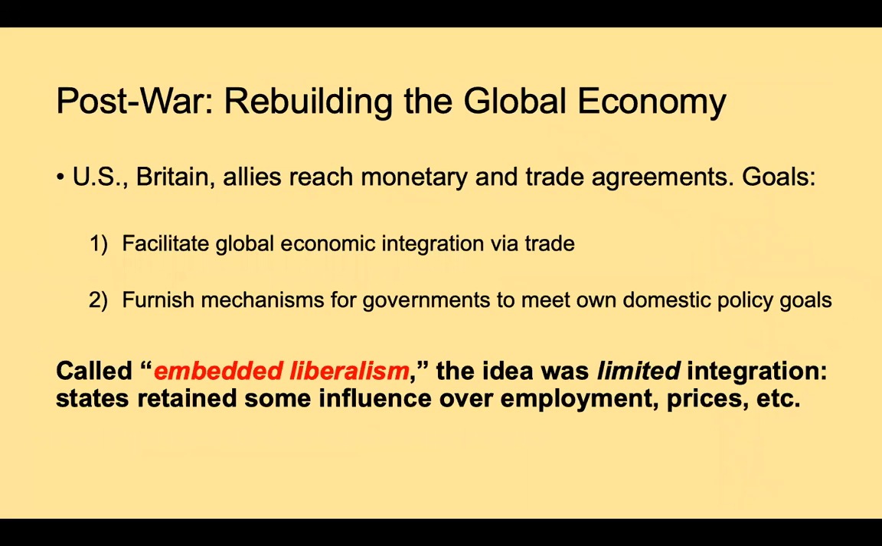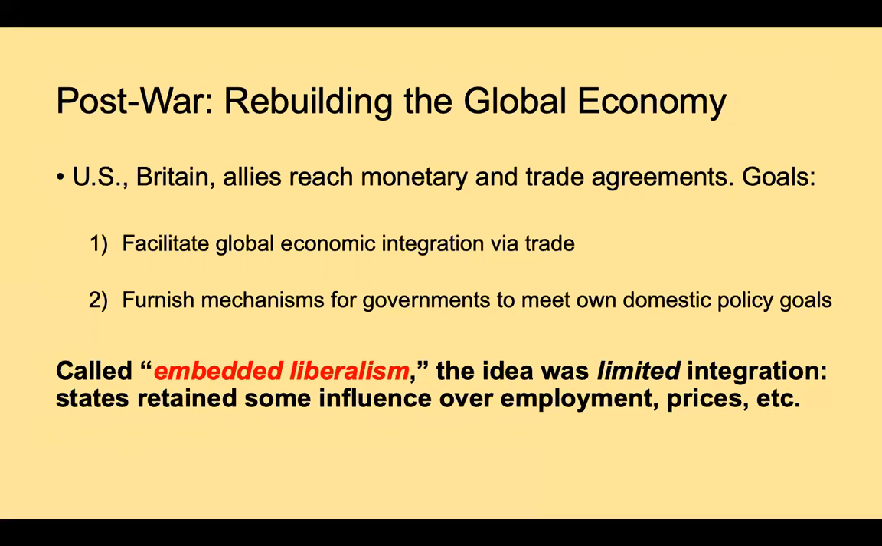Now, all the while, throughout the rest of the world, and especially the United States, Britain, and Western European allies, they're reaching monetary and trade agreements that are designed to facilitate opening up the global economy again. And they're trying to get countries to come back to the drawing board and the conference table to work together to open up trade agreements again and open up those global markets so that they can facilitate re-economic integration.